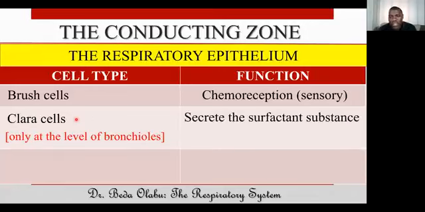The Clara cells secrete surfactant substance. Surfactant is a chemical that reduces the alveolar surface tension. When it reduces the alveolar surface tension, it means that it increases alveolar compliance. It increases the expandability of the alveoli. Therefore, surfactant prevents collapse of the lungs.